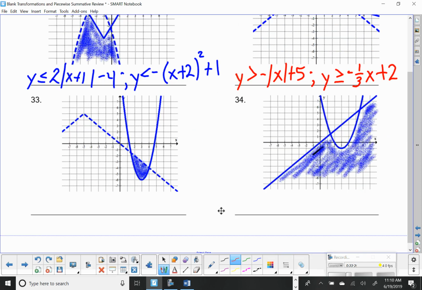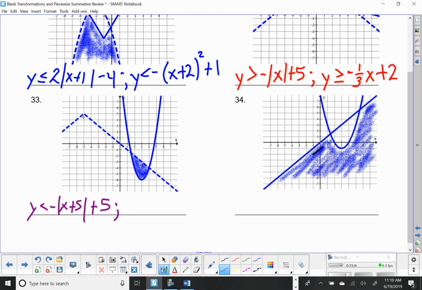Number 23. We first have y less than negative absolute value. It's less than because it's shaded below it. It's negative because my V is upside down. Then I went to the right 5, so x plus 5, and then it went up 5, so that's going to be plus 5 out here.